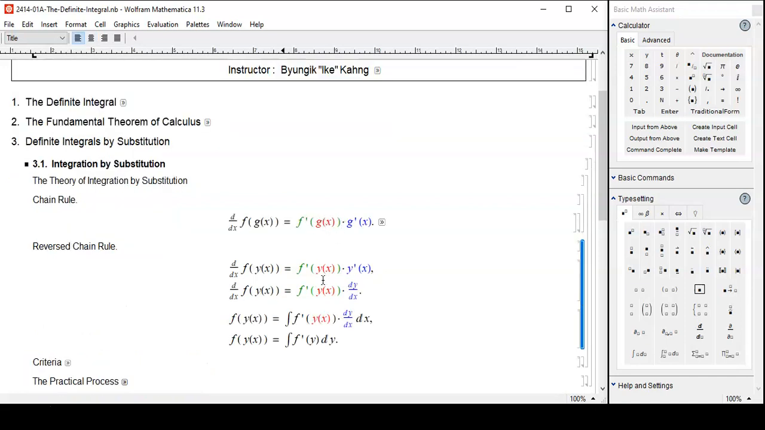Let's rename g as y. In Calculus 1, I used to use u, but I'm going to use u for something else in this course, for integration by parts. So I'll use y for the inside function in the integration by substitution. So f prime of y of x times y prime of x, replacing g by y. And then y prime is dy over dx, okay, Leibniz expression.